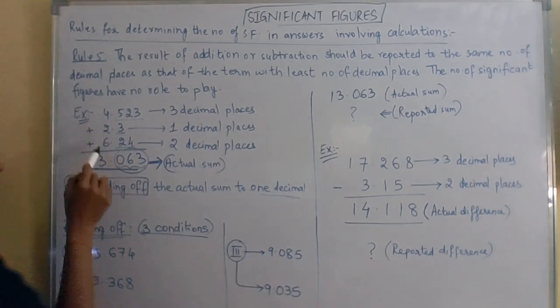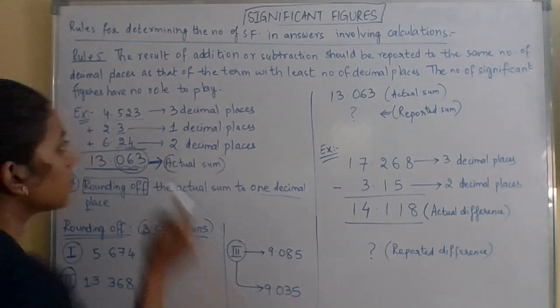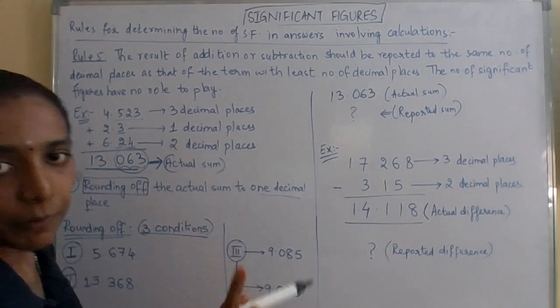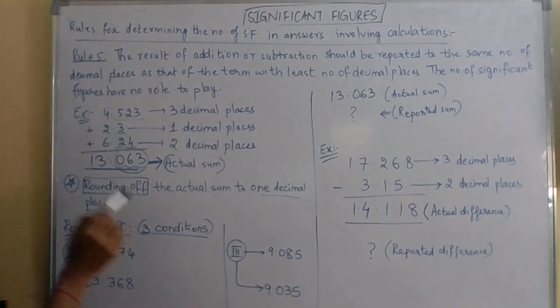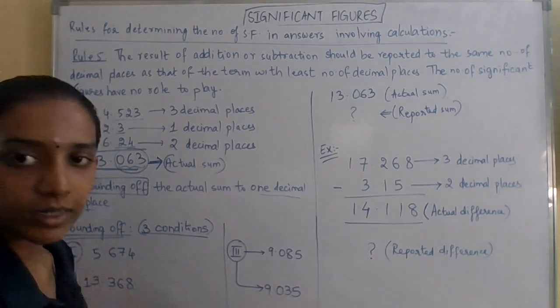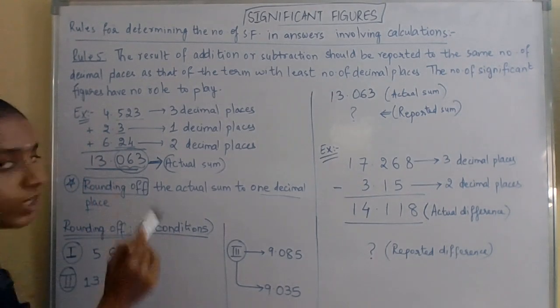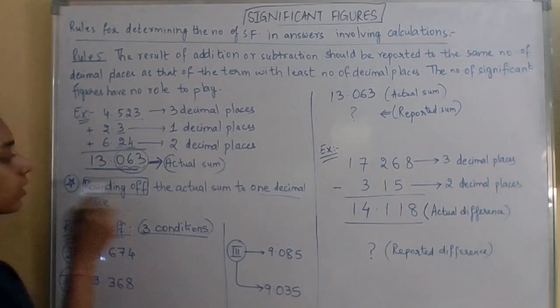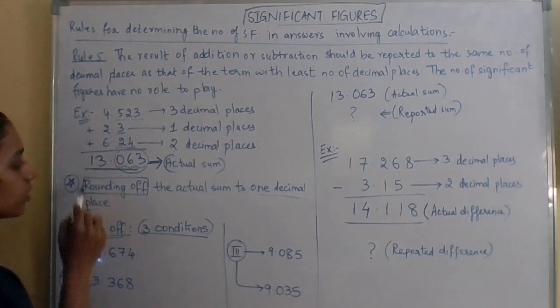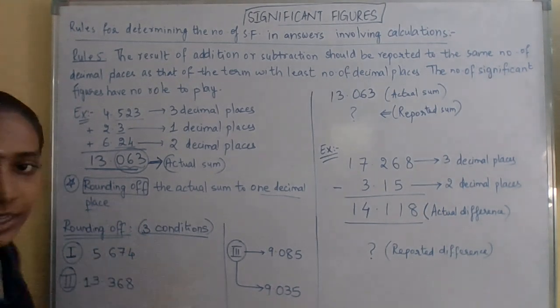So in these 3 terms, which has the least number of decimal places? 2.3, with 1 decimal place. So the resultant sum should also have only 1 decimal place. But here we have 3, so we have to reduce it to 1 by rounding off. So how do we do this rounding off? It can be done by 3 conditions.